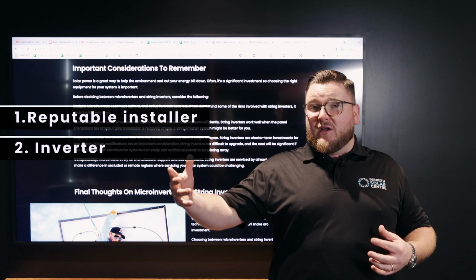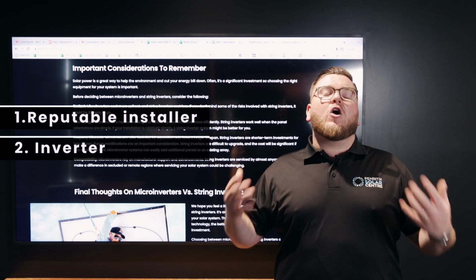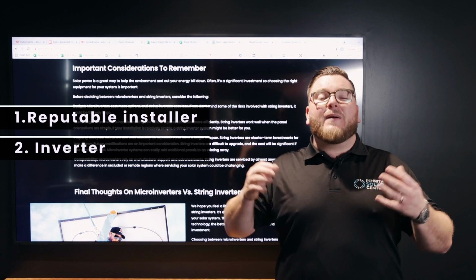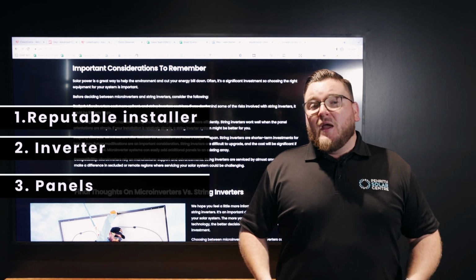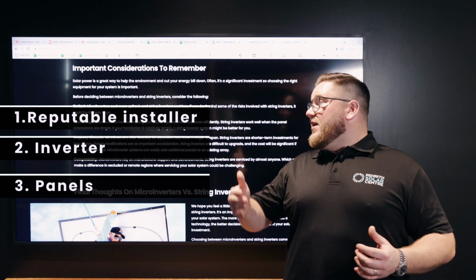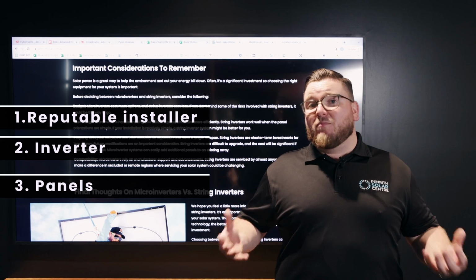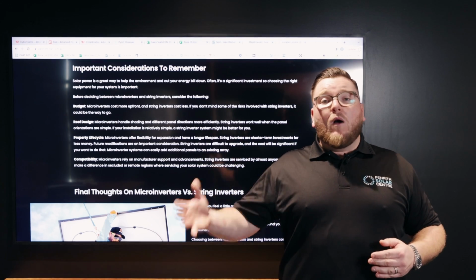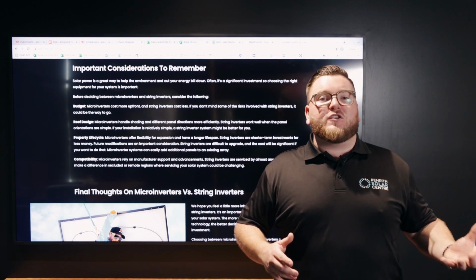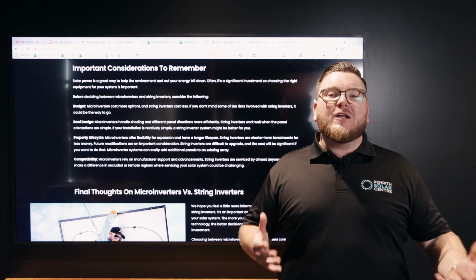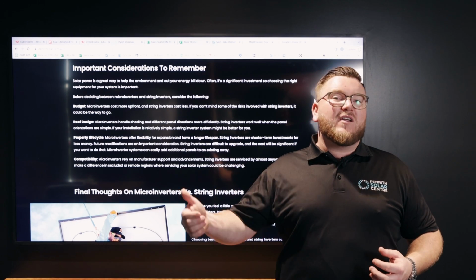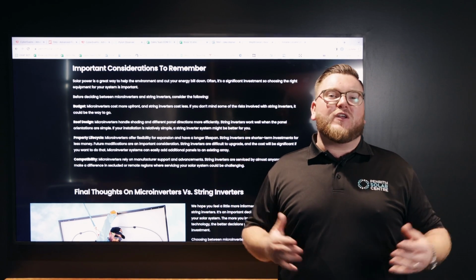Whether you choose a string inverter or a microinverter is totally up to you. The third most important thing to consider is the panels that you're installing on your roof. Now, my point of saying this is that choosing the right style and type of microinverter is actually a really, really important decision. So why would you choose string and why would you choose micros? I hope you've learned a little bit more after watching this video and reading this article on whether string inverters or microinverters are best for you and your family.